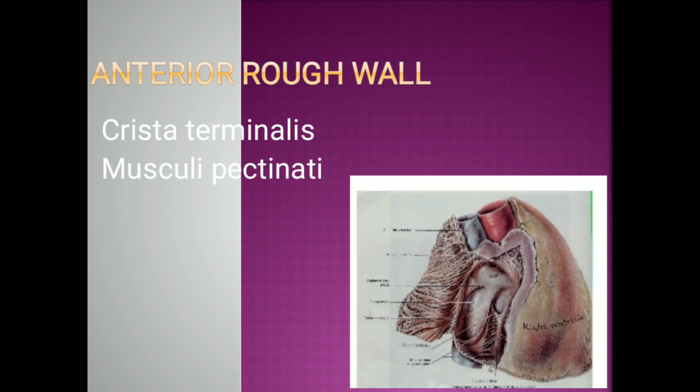Then you see muscular ridges. The muscular ridges extending from the crista terminalis are directed towards the right atrioventricular orifice. The comb-like appearance you see here is called the musculi pectinati.